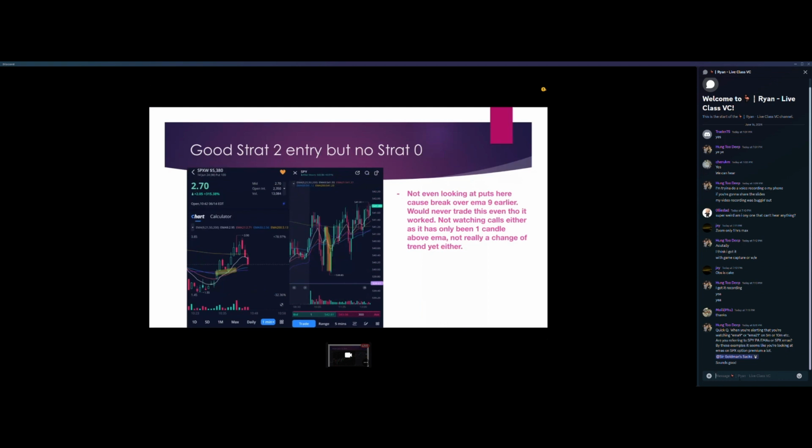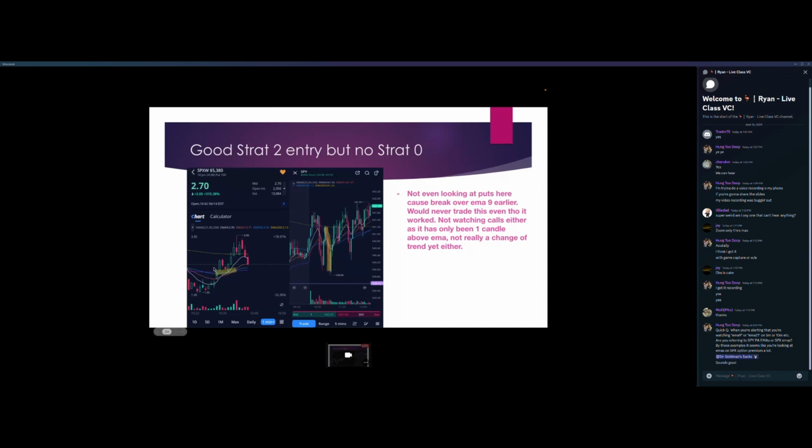So now I want to go over an entry that we had, but we don't have the retest on SPY. So we have a good strat 2 entry, but we don't have a strat 0. Remember, strat 0 is with SPY, EMA. EMA is basically strat 0 on SPY and on SPX, but we're focusing on SPY. We don't have an EMA entry. So let's look at SPX real quick.